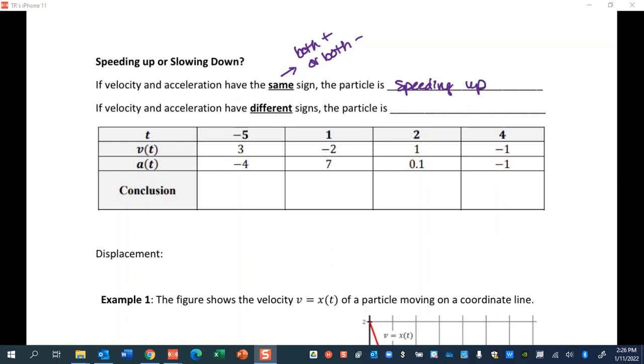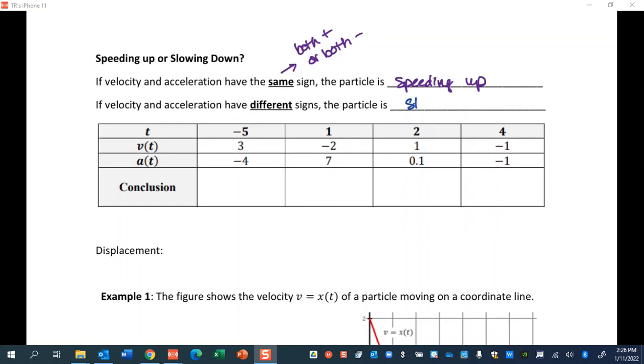Whatever I'm talking about, my car's speed, the speed of the ball, the speed of the copier, whatever I'm talking about, that particle, whatever is moving. If the velocity and acceleration have the same sign, then I'm looking at something that is speeding up and going faster and faster. If they have different signs, then that means that the particle is slowing down.